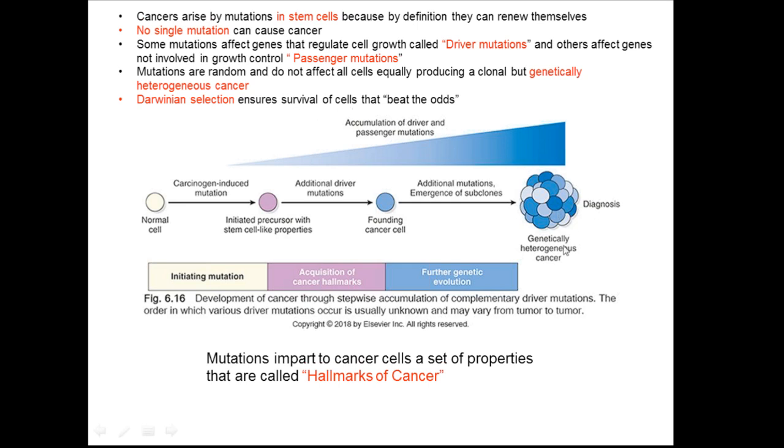So by the time a human tumor is visible, it has already undergone all these steps, and sometimes these steps could take years before the cancer is manifest. But by the time the cancer is manifest, multiple mutations have occurred and Darwinian selection has occurred. So it's a clonal but heterogeneous population with each group of cells having slightly different properties. As mentioned earlier, mutations impart to cancer cells a set of properties that are called hallmarks of cancer. We shall go further.